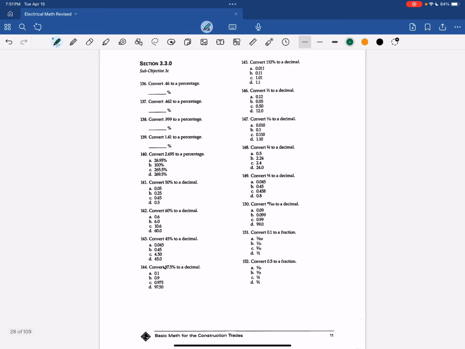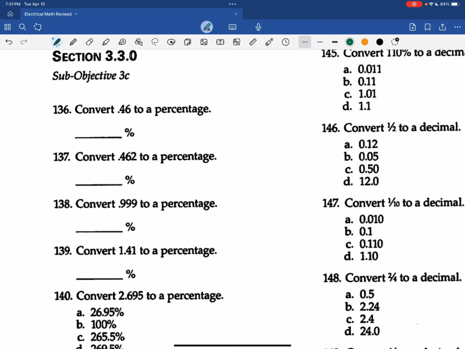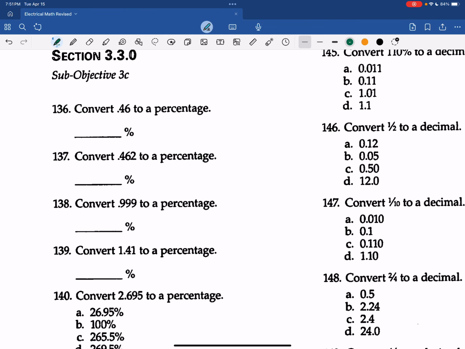Page 28. Convert 46 hundredths to a percentage. So we are going to take the decimal and move it 2 places, because that's what percent means, per hundred, or 2 decimal places per hundredth. 2 places, which direction? That's the tricky part.